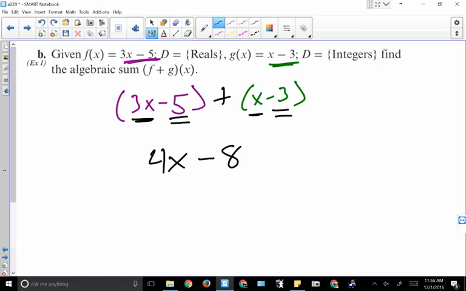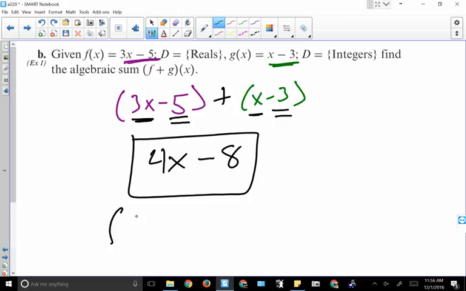Okay, but the problem is, we are not given anything for x here or given anything for x there. So, because we're not given anything, we just end up using this as the answer. So we could write it if we want, parentheses, f plus g of x would be equal to 4x minus 8. But if you got that, that's all that you needed. Okay. Good.